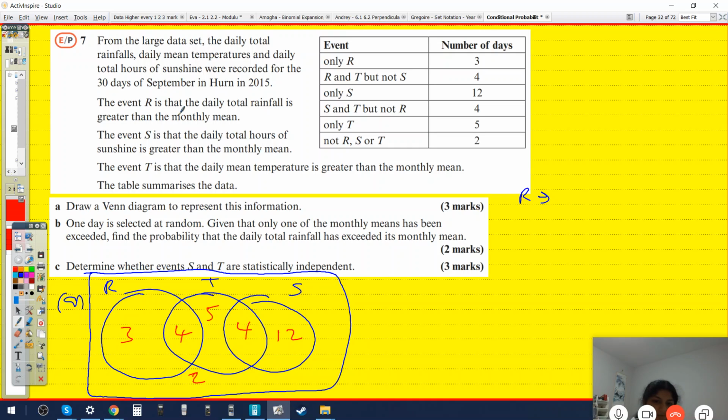I got 3/20, but I'm not sure. It's a bit confusing. Let's go with 3/20. And how do we do C? You know the intersection is 4/30. So then you just do 5/30 times 12/30, which is not 4/30, so they're not independent.